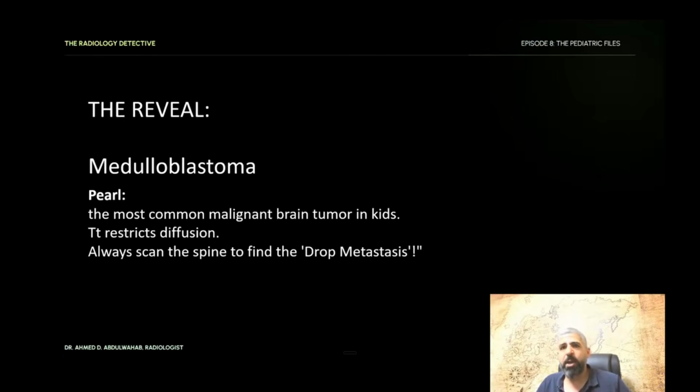The answer is medulloblastoma. This is the most common malignant brain tumor in kids because it's so cellular, it restricts diffusion. And remember, always scan the spine to find the drop metastasis. Always scan the spine. Let's go to flash round number 3.